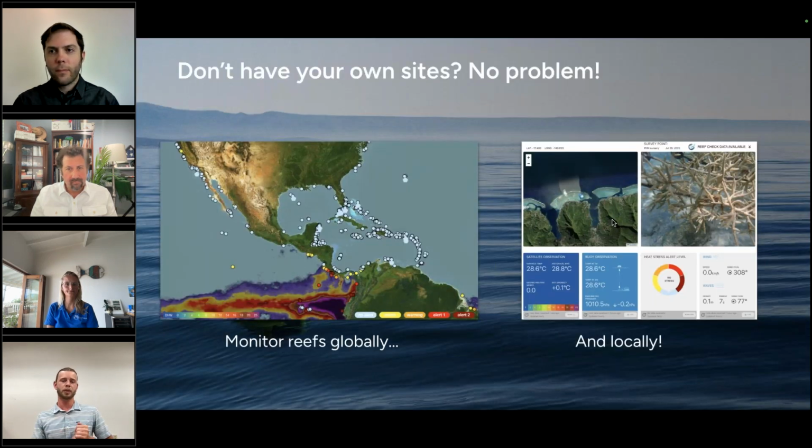If you don't have your own sites with dashboards, it's not a problem at all. Aqualink is designed for everyone who cares about the ocean, and you can still use it to monitor oceans globally with our map or locally in existing public dashboards from our growing community.